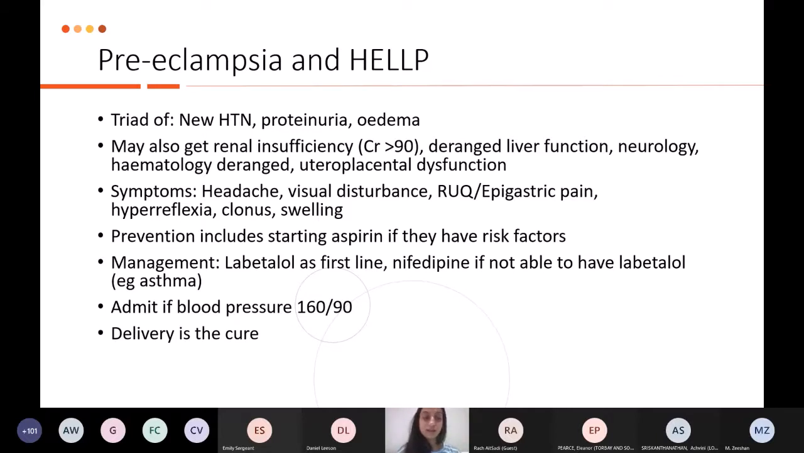We talked a little bit about prevention and management. Like we said, first line would be labetalol, and if they can't take labetalol, for example, they've got asthma, then your next line would be nifedipine. If they have a blood pressure of 160/90, we would admit that lady to monitor her and potentially deliver her, depending on what gestation she is, or what symptoms she's coming with. And basically, like we said, delivery is the cure. If you look at the answer from the Instagram questions tonight, there's a little bit more about how we prep baby and things like that. So I know that's in there as well.